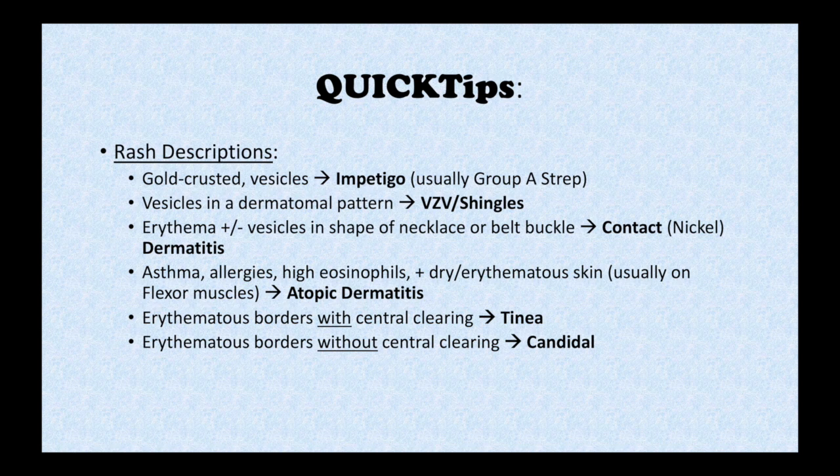If you see gold crusted with vesicles, like the question prior, you should be thinking impetigo with a group A strep infection. If you see vesicles in a dermatomal pattern, especially in an immunocompromised patient, I want you to think varicella zoster, VZV, or shingles. If you see erythema with or without vesicles in the shape of a necklace or belt buckle, you should immediately think contact dermatitis.